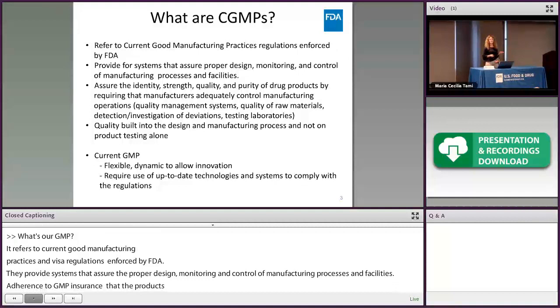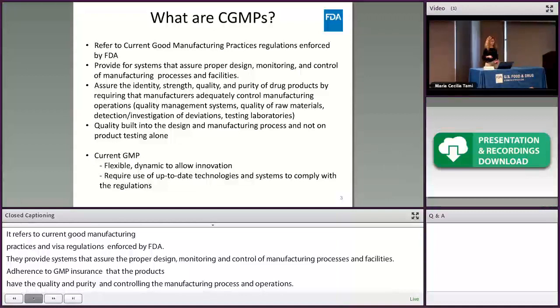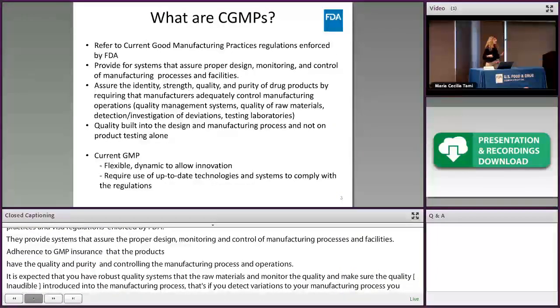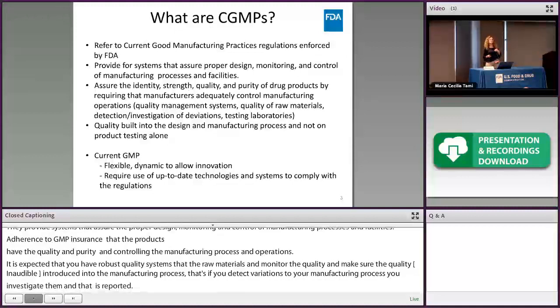So it is expected that you have robust quality systems, that the raw materials are monitored, that you record the quality of the raw materials that are introduced into the manufacturing process, that you detect deviations in your manufacturing process and you investigate them, and that is also recorded. And then that testing in the laboratories makes sense, that the assays that you use are suitable, that the results are recorded too. So the idea is that the quality is built into the design of the manufacturing process and is not just assured through end testing of the product.